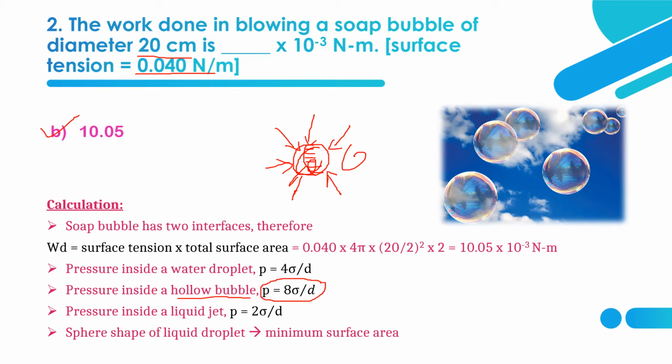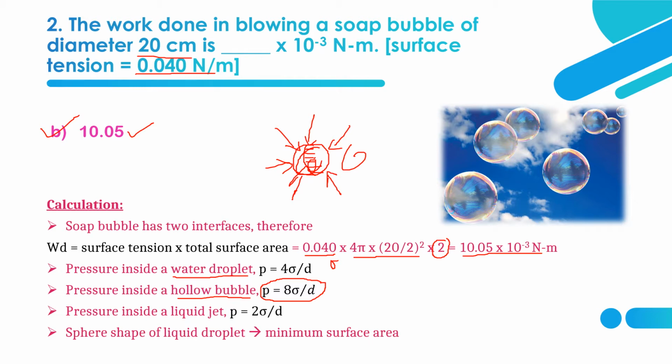But here in this question, we have to find only the work done. Work done is given by surface tension into total surface area, and the surface tension is already given as 0.040, that is the sigma value, into total surface area. The surface area of a sphere is 4 pi r square. There are two interfaces, so that's why into 2. That gives the answer as 10.05 into 10 power minus 3. So option B is correct. Now let's see other types of pressure inside some other types of droplets and jet.